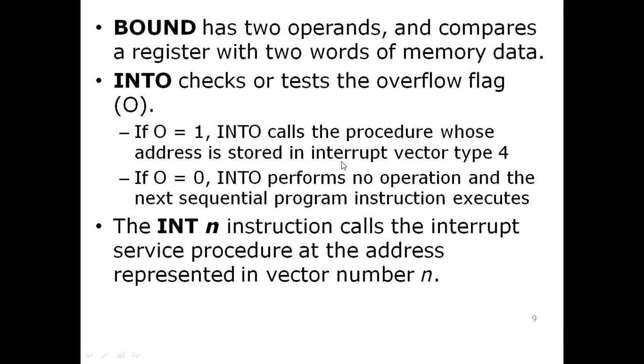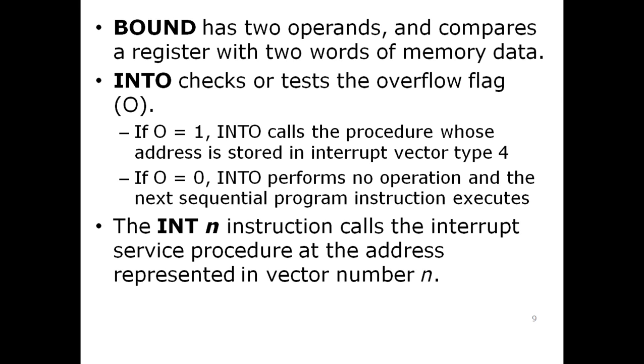So BOUND has 2 operands and compares the register with 2 words of memory data, as we saw an example of on the previous slides. INTO checks or tests the overflow flag. If the overflow flag is 1, that means overflow has occurred. So INTO calls the procedure whose address is stored in interrupt vector type 4, because INTO is the overflow interrupt, and it's a type 4 interrupt.